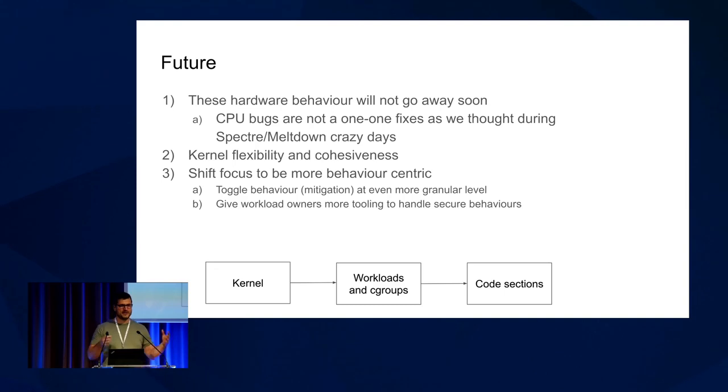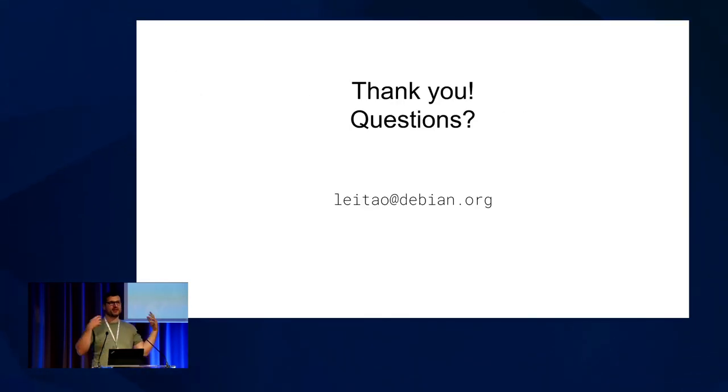For instance, this part of the code is insecure, so let me run it with every mitigation enabled. That other part, I don't care, it just doesn't depend on the user, so for that one, you can run freely. So we are far from here, but that's my view on this problem. Anyway, thank you very much.